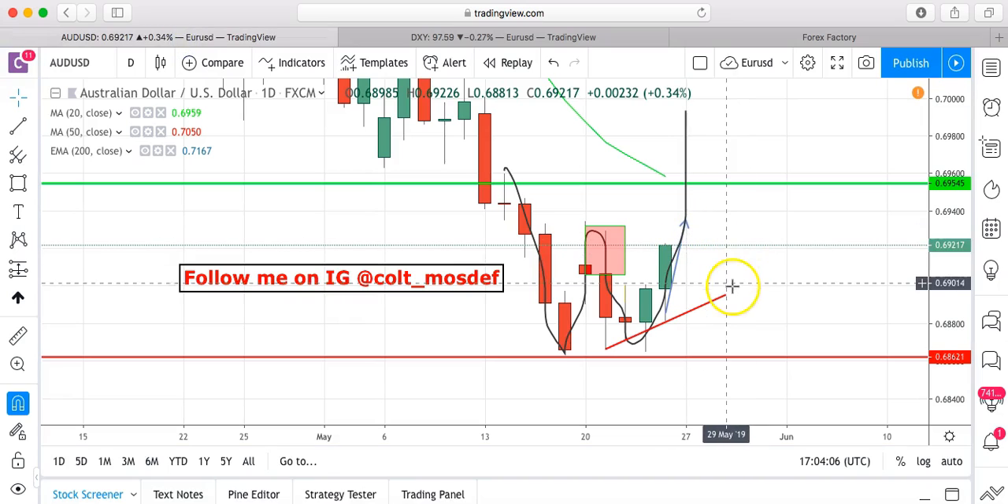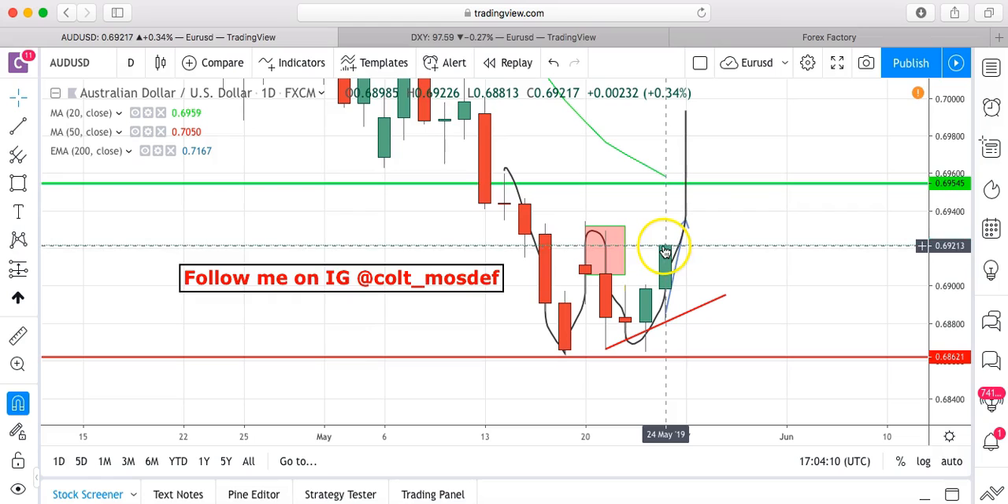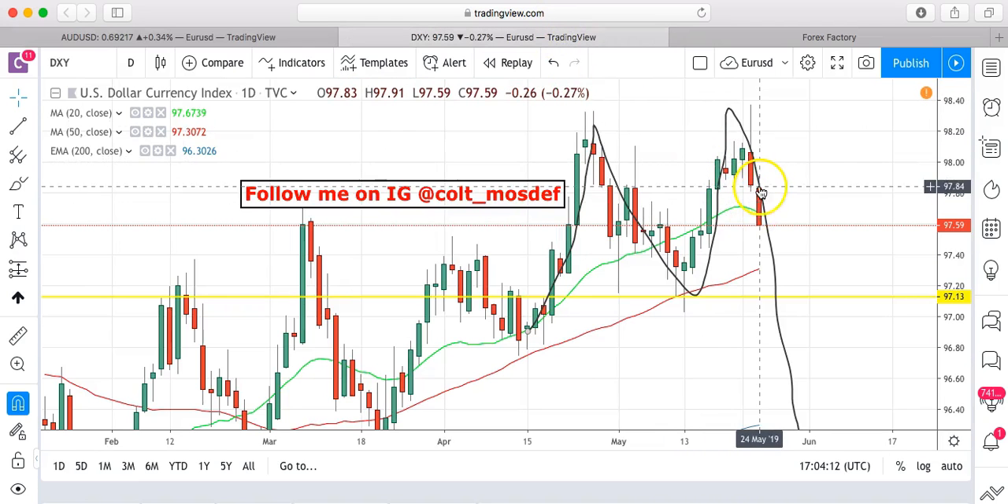It means that overall the Australian dollar is going to have more strength over the US dollar, and price continued to go to the upside, and the dollar index even dropped even more from the day before.